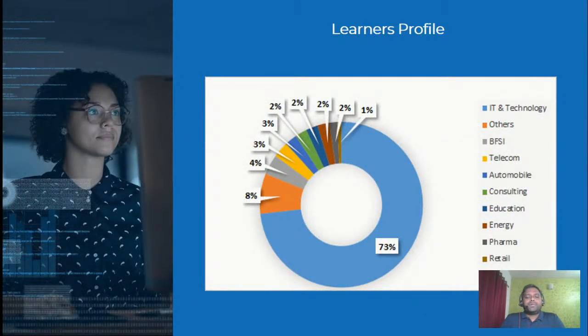So just to give you a perspective on the kind of learners we have for our software engineering programs, you can see that more than three-fourths are folks who are already in the IT technology domain, looking to upskill in these emerging technologies. And then we also have folks from other domains who enroll into our programs.